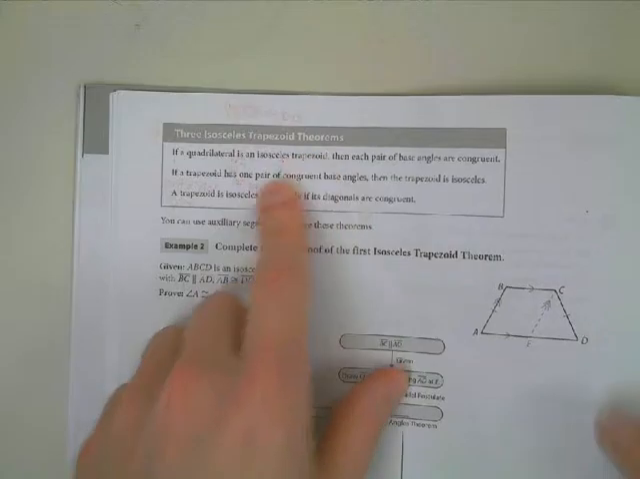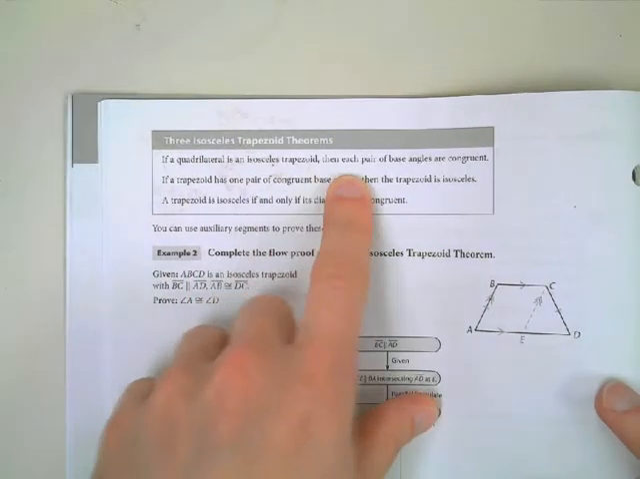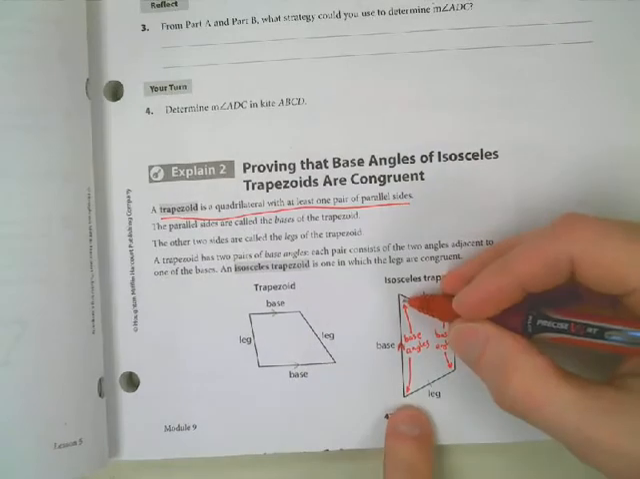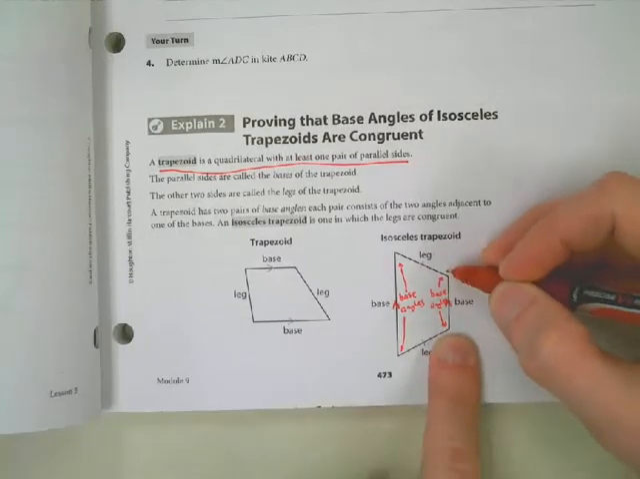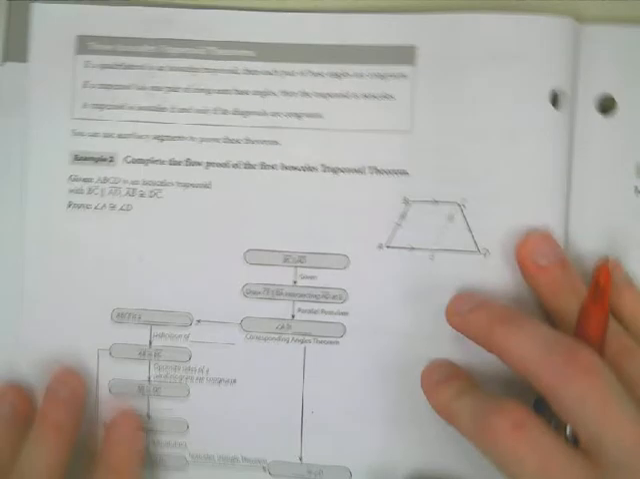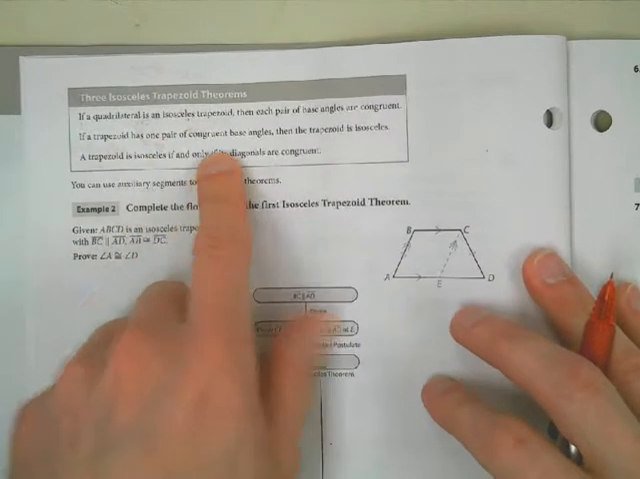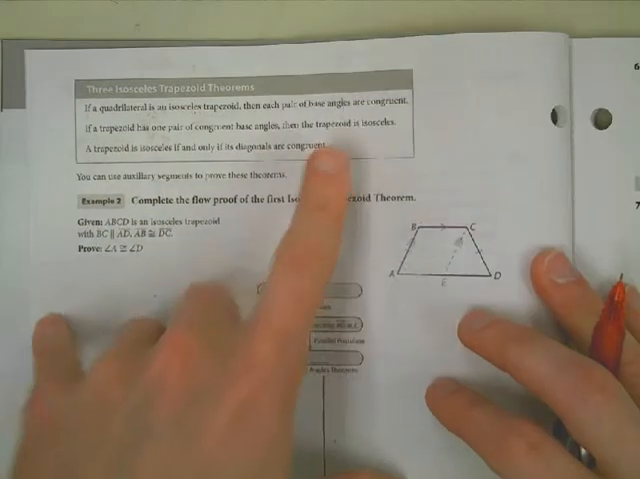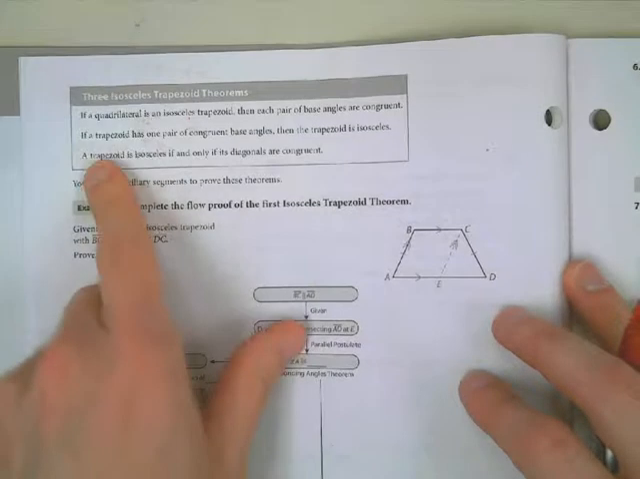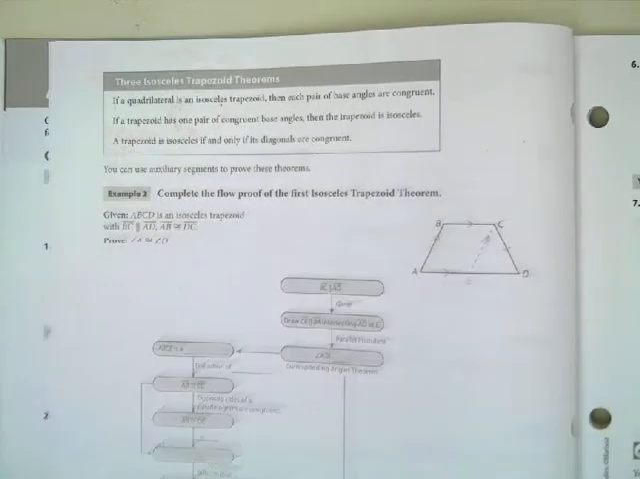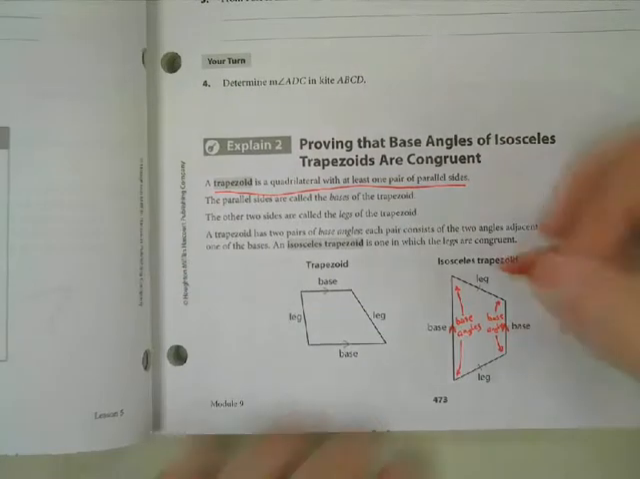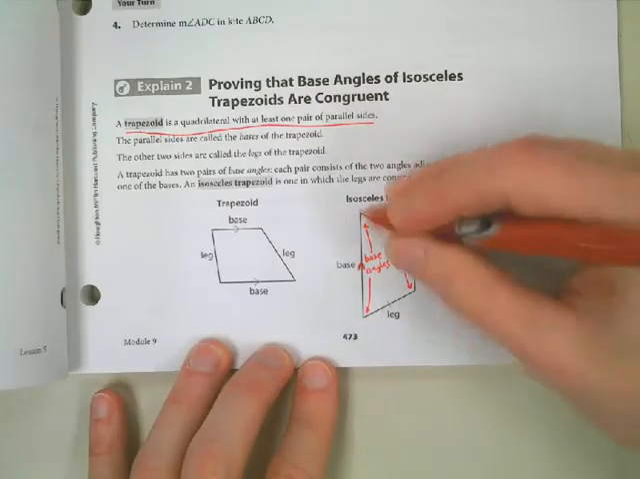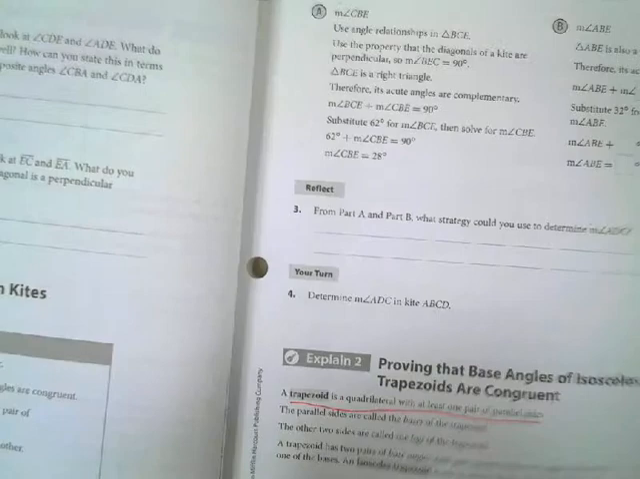If a quadrilateral is an isosceles trapezoid, each pair of base angles are congruent. And again, you kind of see that. If we look back here, those two angles look congruent, and those two angles look congruent. So it makes sense in the picture there. If a trapezoid has one pair of congruent base angles, then the trapezoid is isosceles. So that's the other direction. And then finally, a trapezoid is isosceles if and only if its diagonals are congruent. So that's like the rectangle, right? The diagonals here would also be congruent.